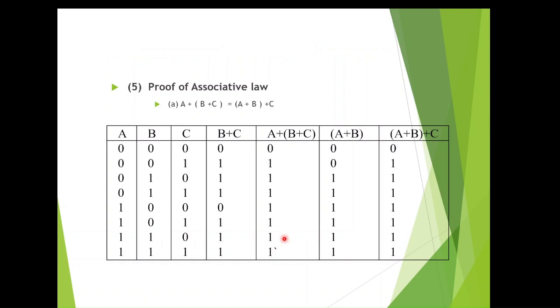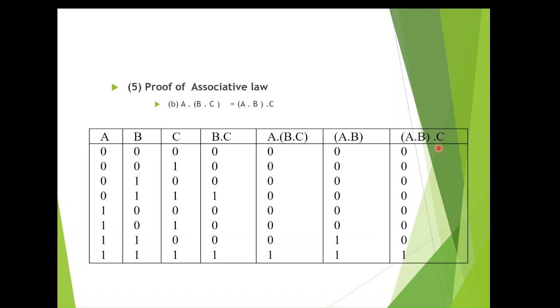This proof you can easily do by just substituting all possible values. Since we have 3 variables a, b, c, we can have 8 possible combinations. So if you see here, a plus (b plus c) means b and c I am adding first, that I am adding with a. That is equal to (a plus b) plus c, means first I am adding a with b, that I am adding with c. Similarly, another associative law, that is a dot (b dot c) is (a dot b) dot c.